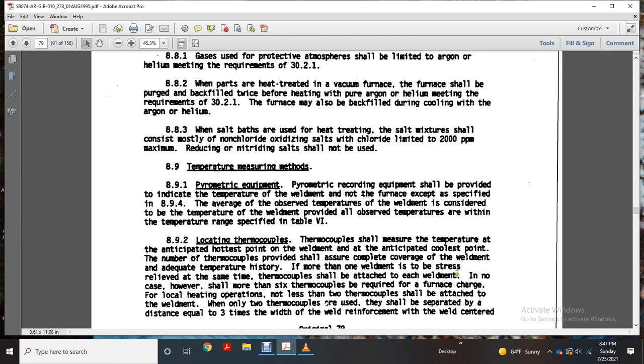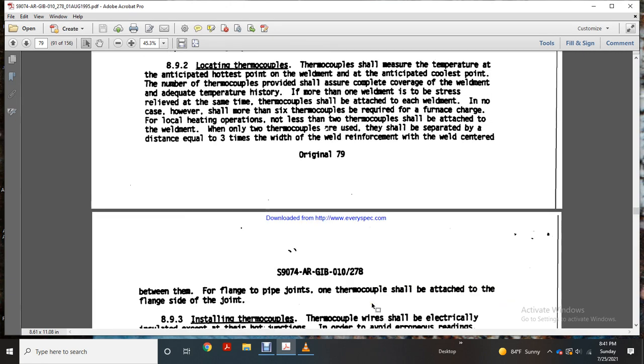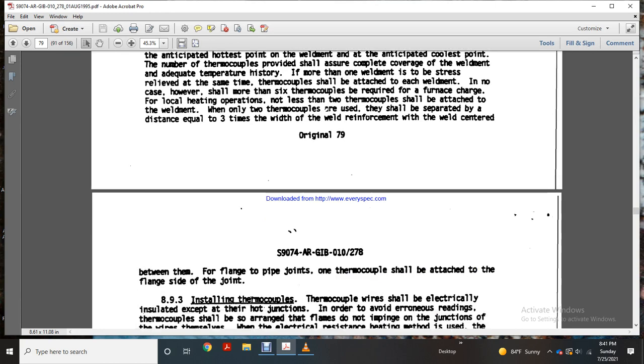Thermocouples should be attached to each weldment. In no case, however, shall more than 6 thermocouples be required for the furnace charge. For local heating operations, not less than 2 thermocouples should be attached to the weldment. If only 2 thermocouples are used, they should be separated by a distance equal to 3 times the width of the weld and reinforcement, with the weld centered between them. For a flange and pipe joint, one of the thermocouples should be attached to the flange side of the joint.